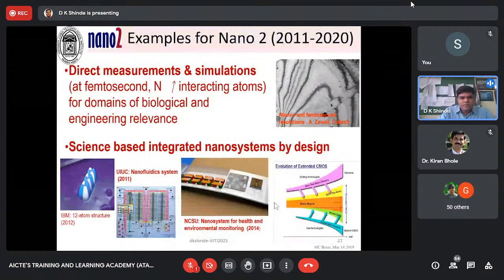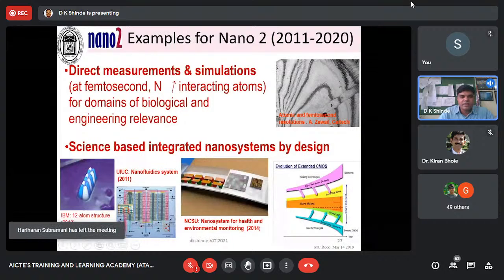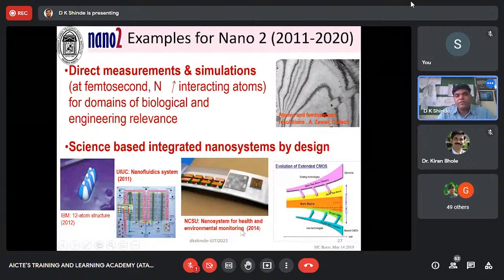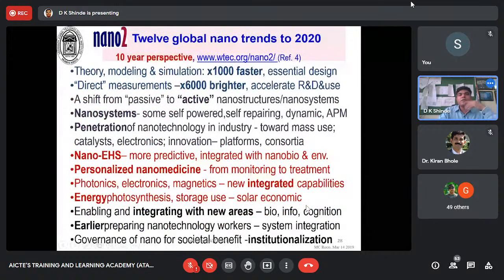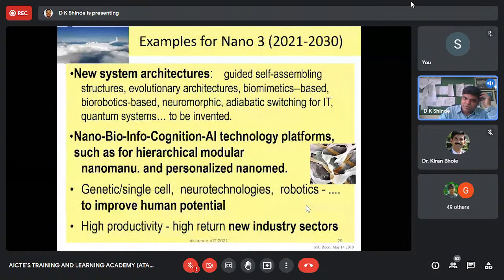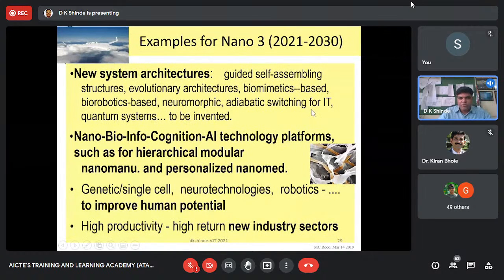Nano 2, those synthesis and again integration based on nanosystems came in the form of this kind of 12 atoms. You can see nanofluidics has been developed to channel the nanofluids and get the flow of those, or taking the sink out of the heat generated in today's processors. Then nanosystems in health and environmental devices are coming. So in these 20s and 30s, many systems and devices have come in the form of biomimetics-based or biorobotics or neuromorphic or adiabatic switching for ITs and quantum systems.